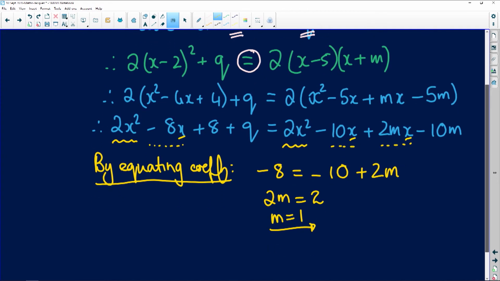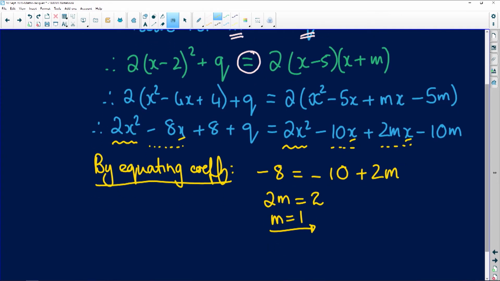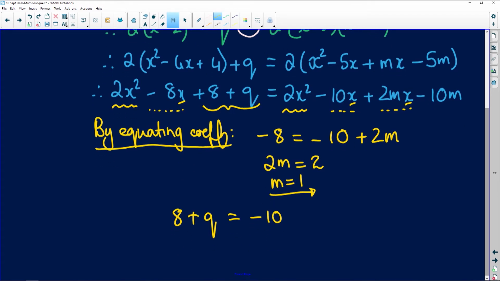Now I have the value of m. So if I want to now find the rest of this, there is what's left. My constant on the left-hand side is 8 plus q, nothing I can plug in there. The constant on the right-hand side is minus 10 m, and m is 1. So we can leave it as minus 10. So what's left for us to do is to throw the 8 over, and I end up with q is equal to minus 18. Lovely question, absolutely beautiful.